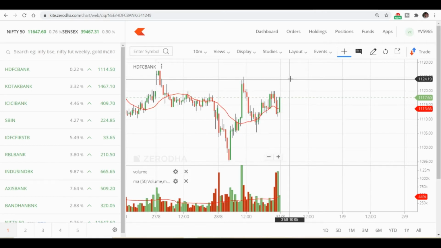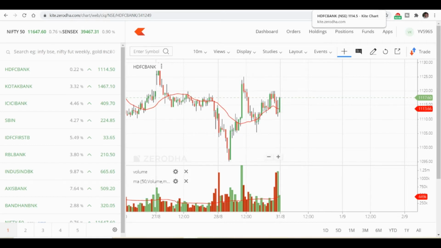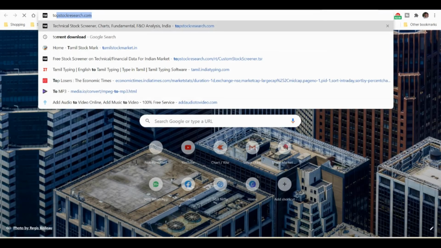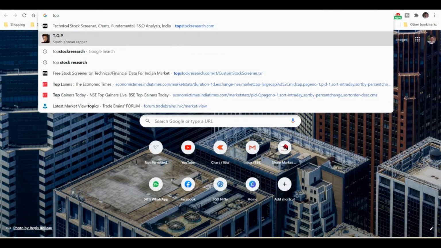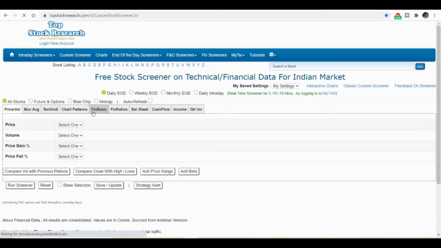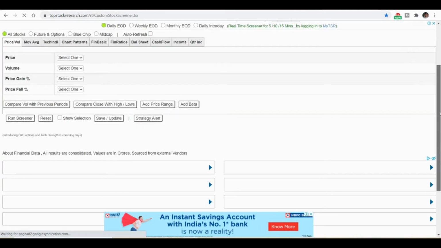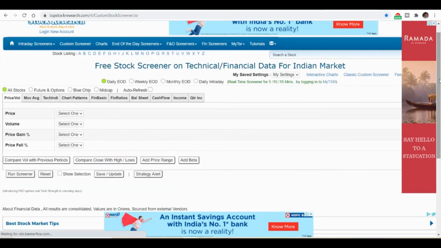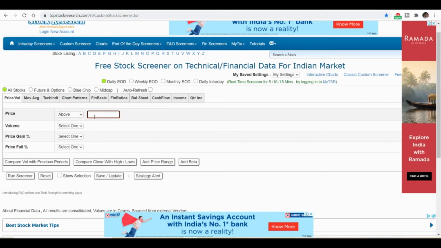So for that we will go to the Top Stock Research scanner. Go to this site, custom scanner, Top Stock Research. Once you go here, you have different parameters based on the things that we just discussed. We have price. I will choose a price above 300. I don't want to go with a 100 rupee stock price, so I will choose 300.